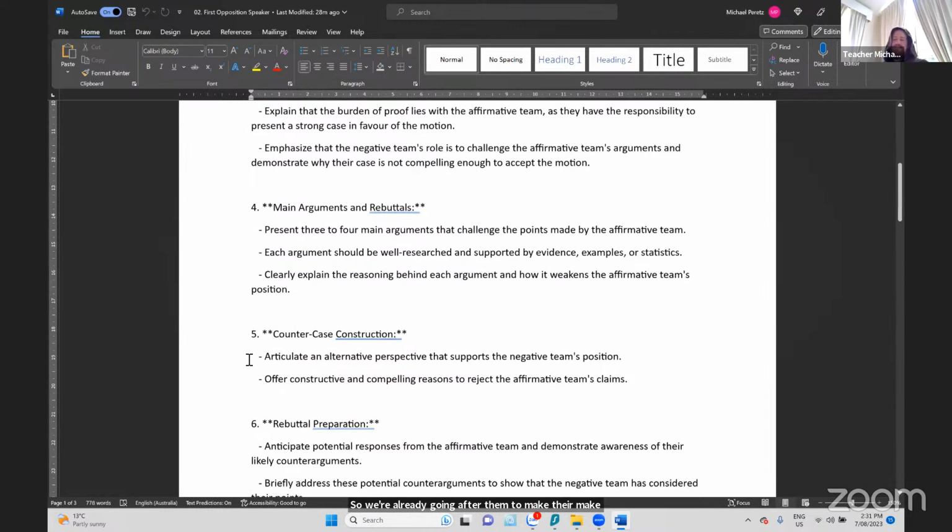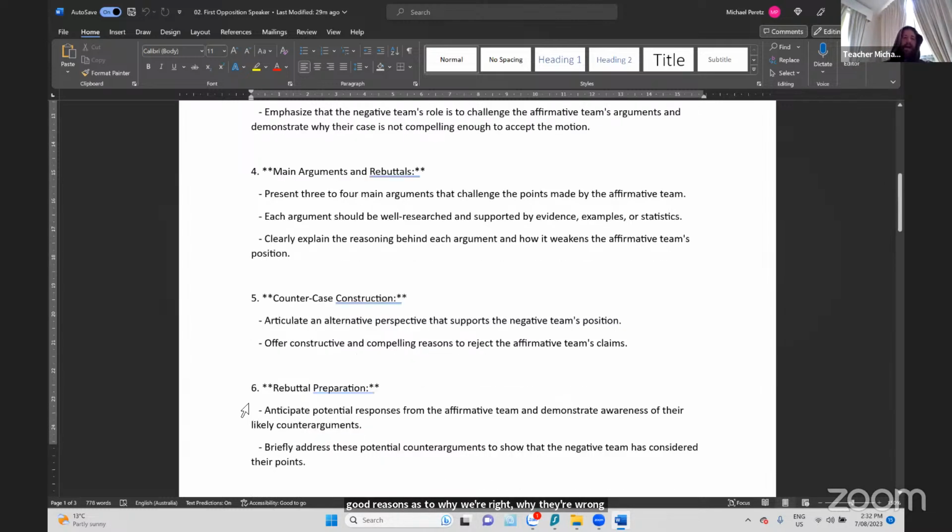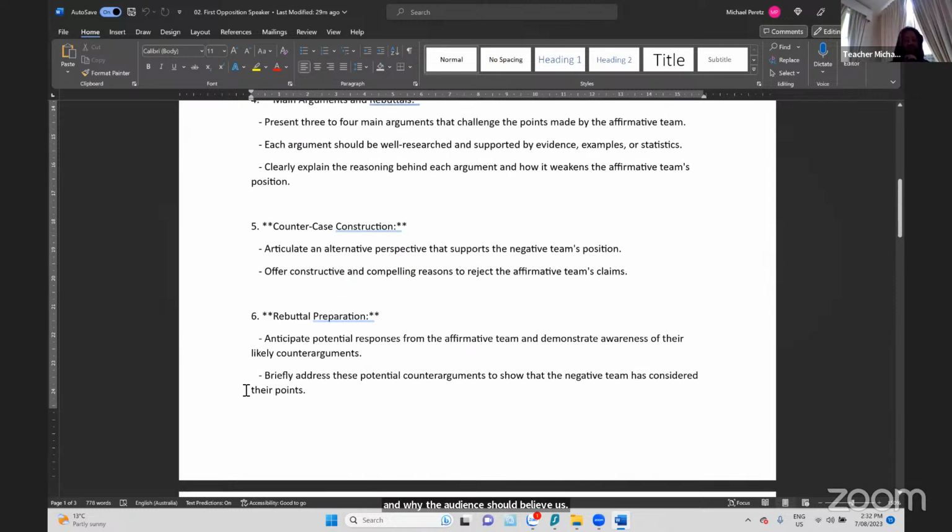We need to start constructing our counter case. So we need to announce a different opinion or a different point of view that supports the negative team's position. And we need to offer constructive and compelling reasons to reject the affirmative team's case. So we can't just say, well, they're wrong, we're right, believe us. We have to have some really good reasons as to why we're right, why they're wrong, and why the audience should believe us.